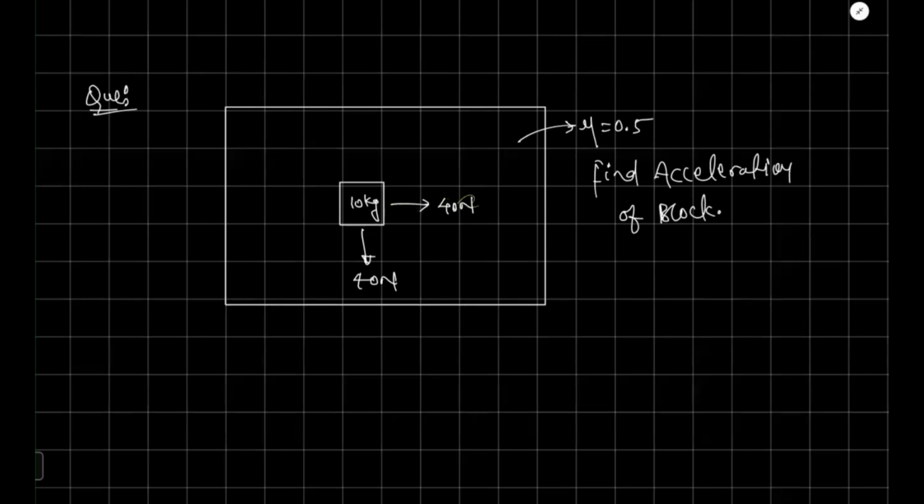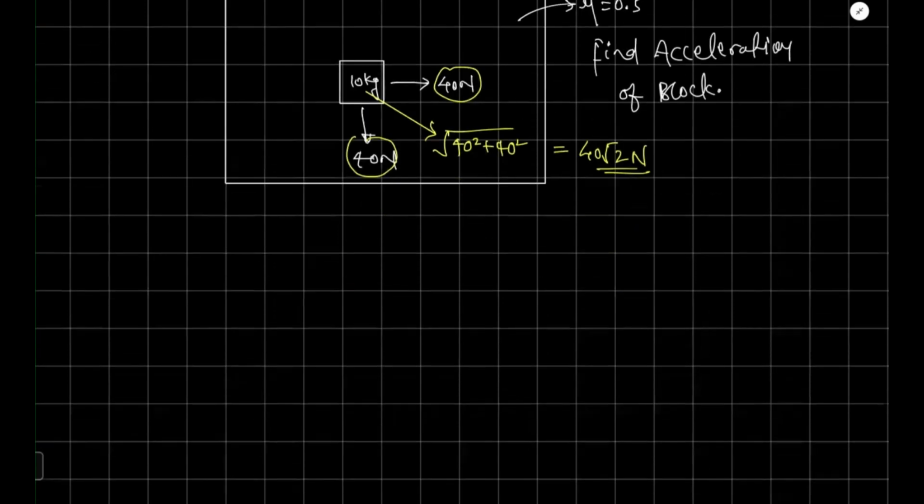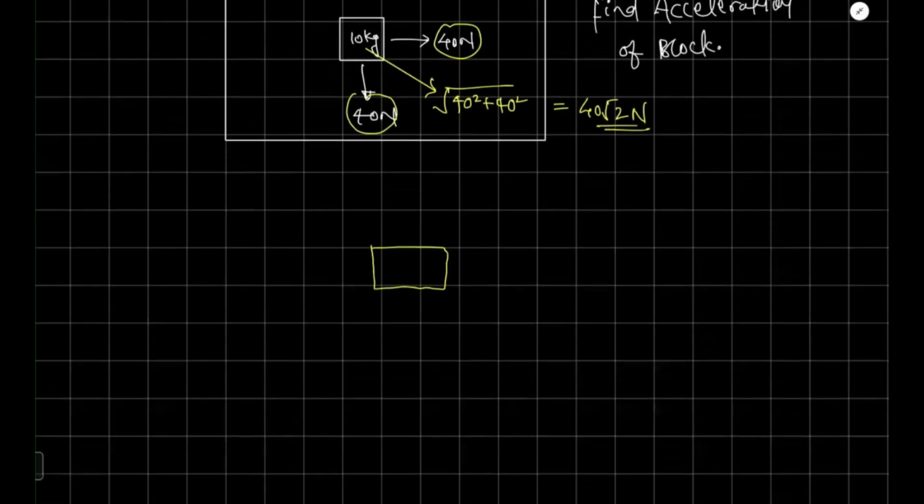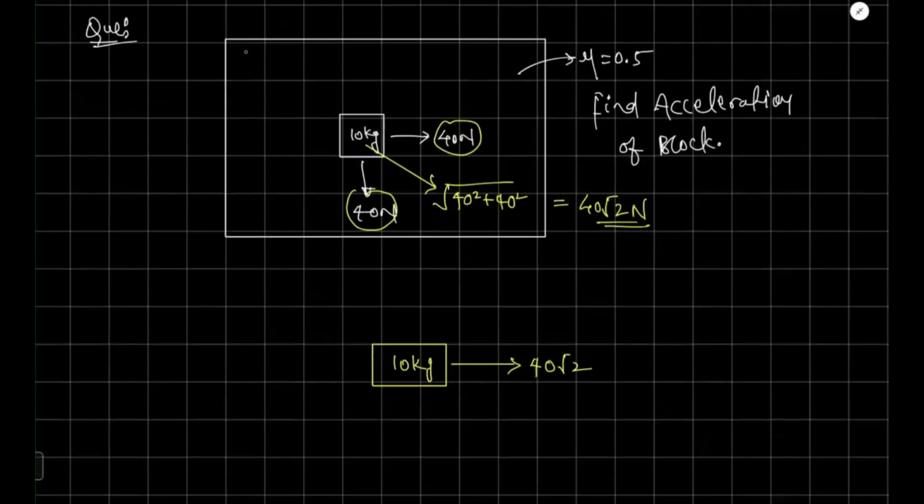First of all, here there is 40 Newton and here 40 Newton, so the resultant force will be root over 40 squared plus 40 squared, that will be nothing but 40 root 2 Newton. Now if you see this from a side view, what will happen? You will see this 10 kg block in this direction. There is a net force acting, 40 root 2, meaning we are seeing along this axis.